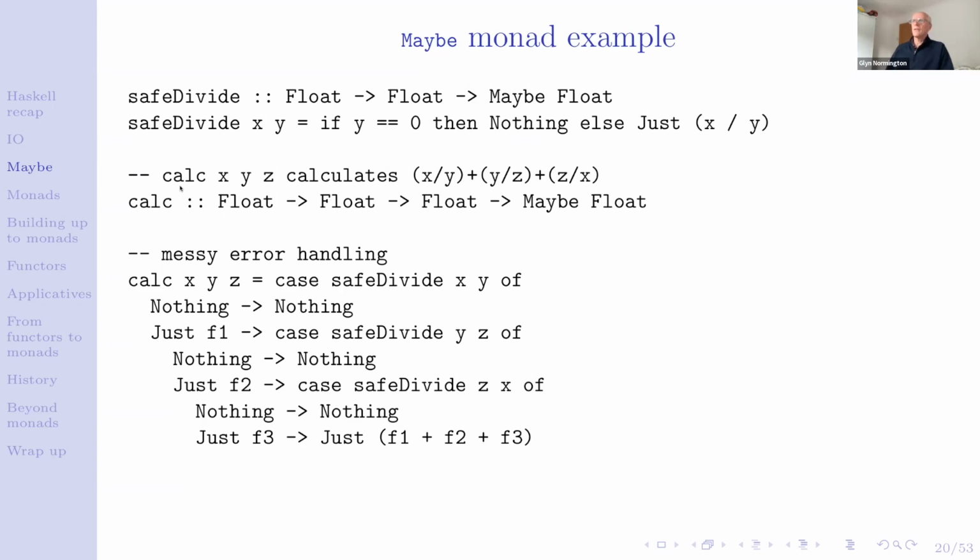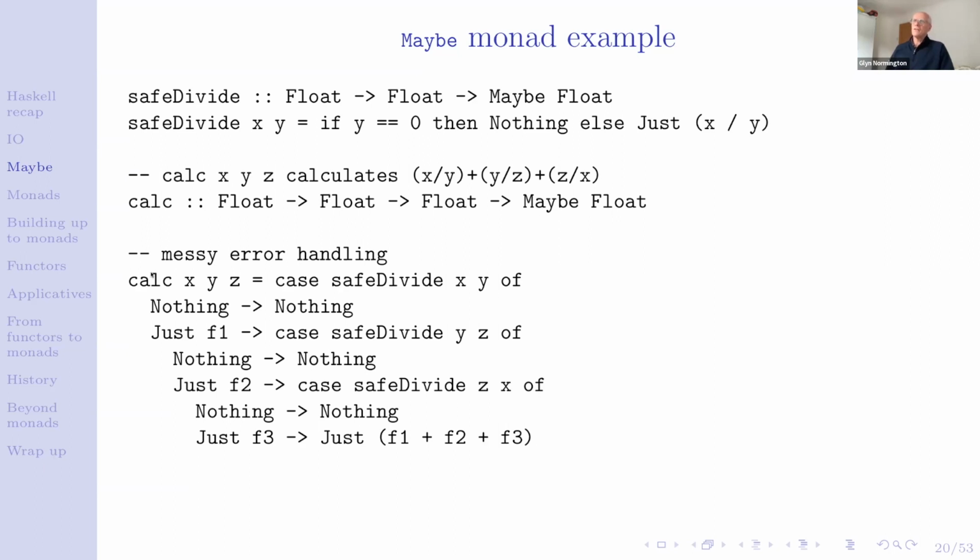And let's look at how that would get applied if you didn't know about monads. Let's define a calc function, and it's going to take this sum. It's going to calculate x divided by y plus y divided by z plus z divided by x. And if x, y, or z is 0, it's going to give us nothing. So that calc function takes three floats and produces a Maybe Float if there's been a divide by zero.